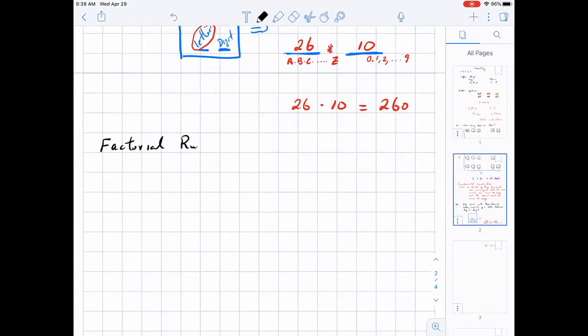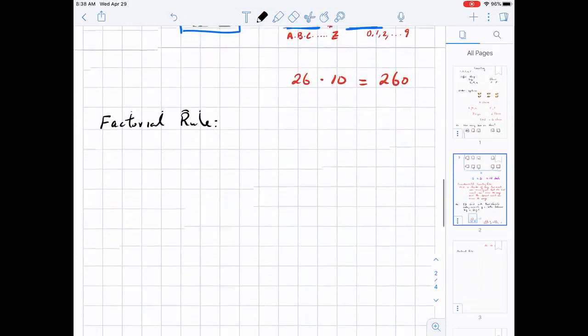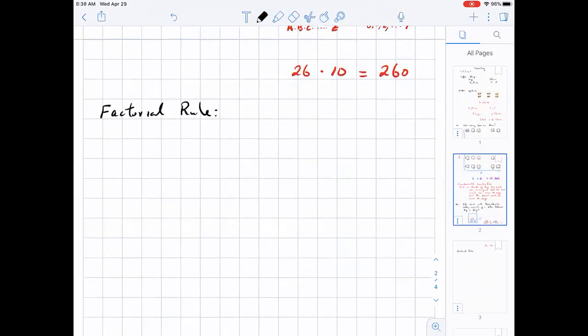Factorial rule. And before I write the factorial rule, I want to show you the factorial symbol. So the factorial symbol looks like this. And on the computer, that's generally shift 1.